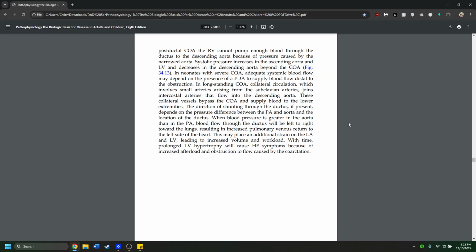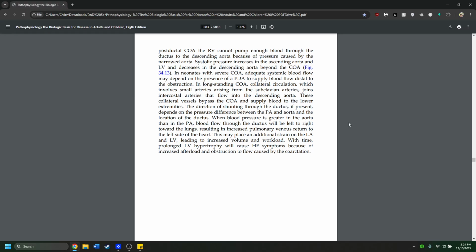In postductal COA, when the right ventricle cannot pump enough blood through the ductus to the descending aorta because of the pressure caused by the narrowed aorta, systolic pressure increases in the ascending aorta and left ventricle and decreases in the descending aorta beyond the COA. In neonates with severe COA, adequate systemic blood flow may depend on the presence of a patent ductus arteriosus to supply blood flow distal to the obstruction.